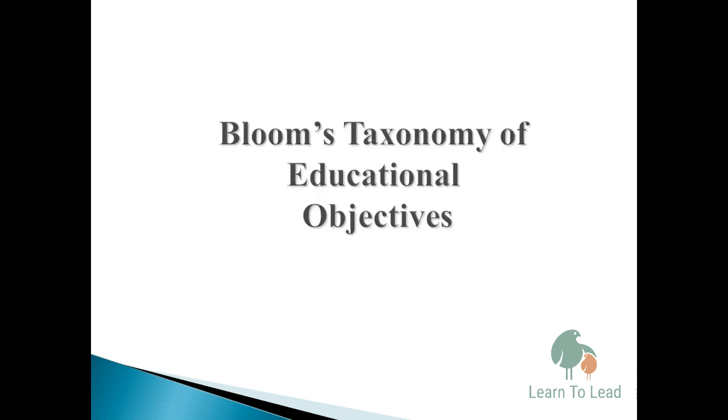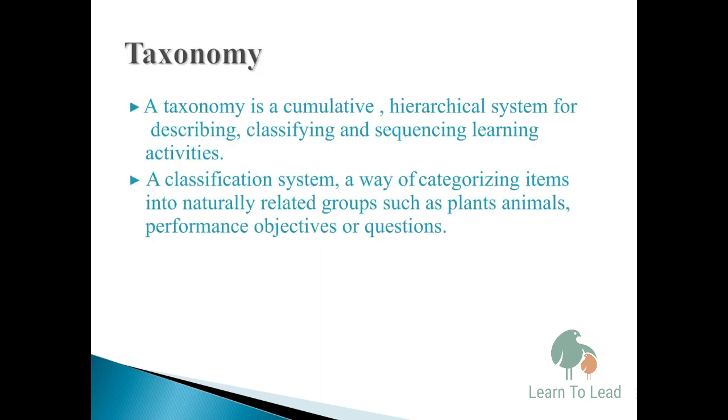Now let's dive into Bloom's taxonomy of educational objectives. A taxonomy is a cumulative, hierarchical system for describing, classifying, and sequencing learning activities. A classification system, a way of categorizing items into naturally related groups such as plants, animals. Performance objectives or questions.